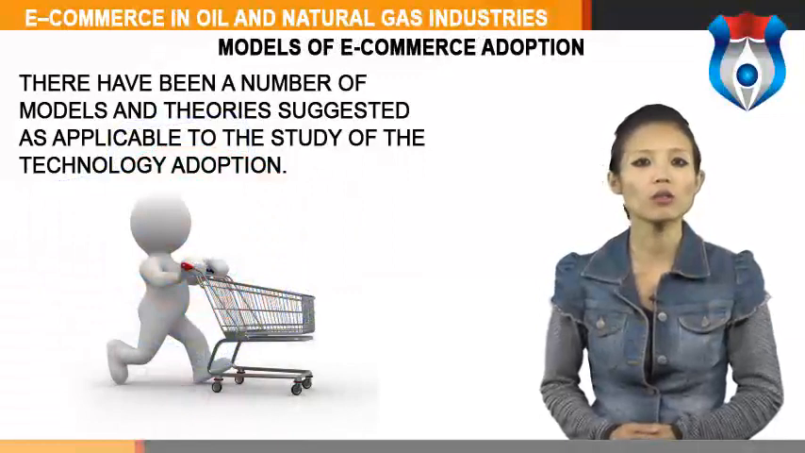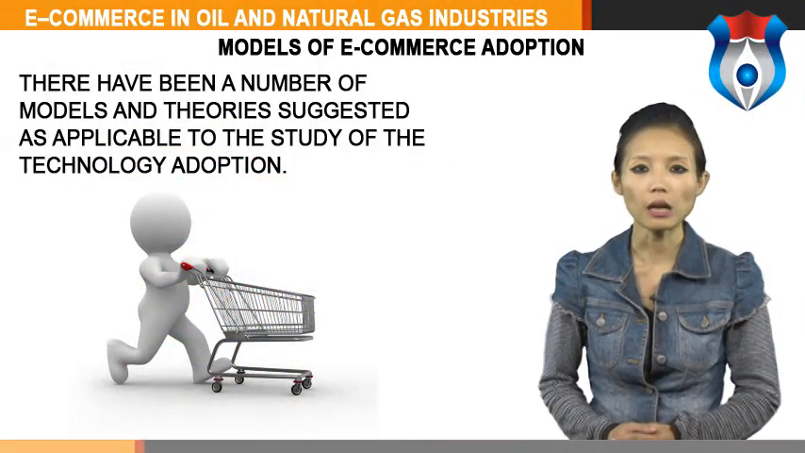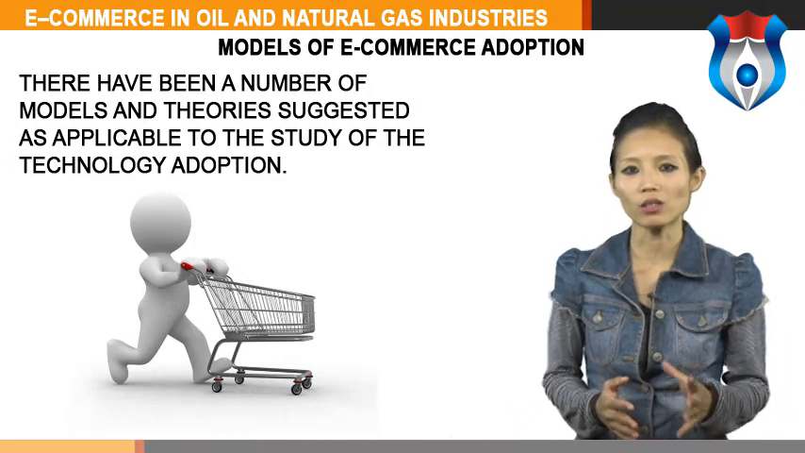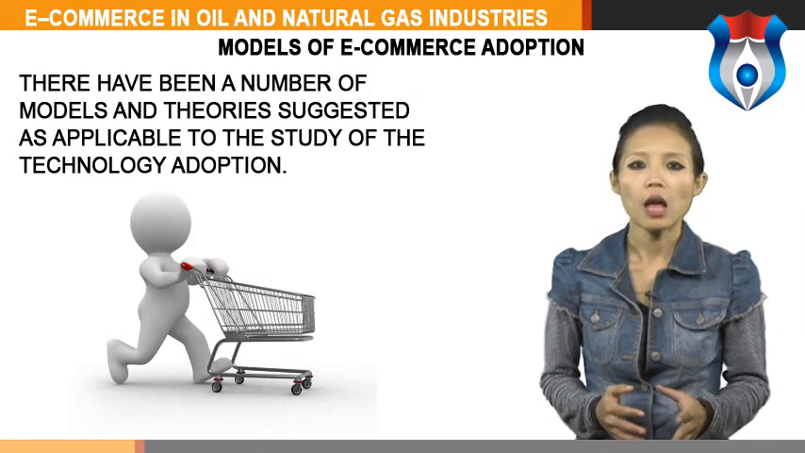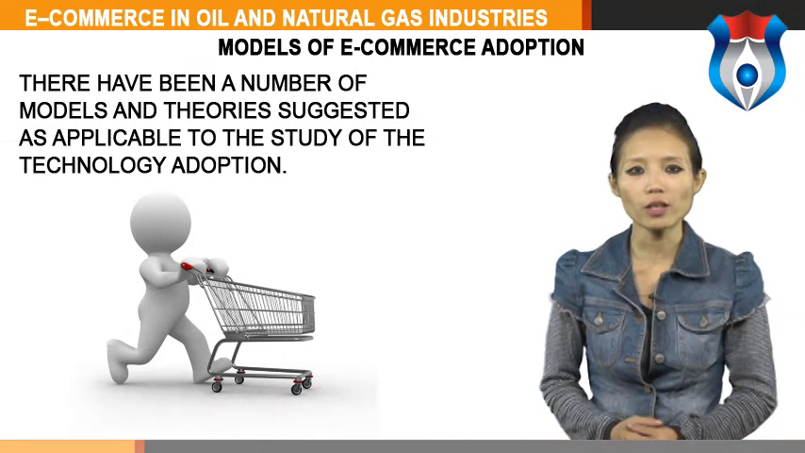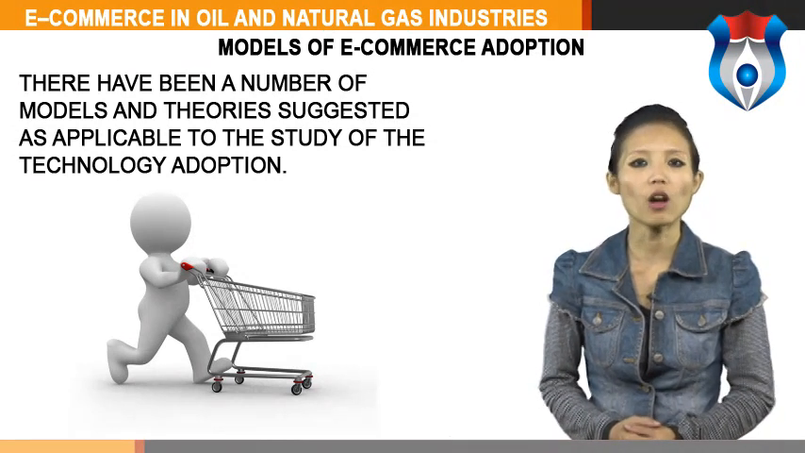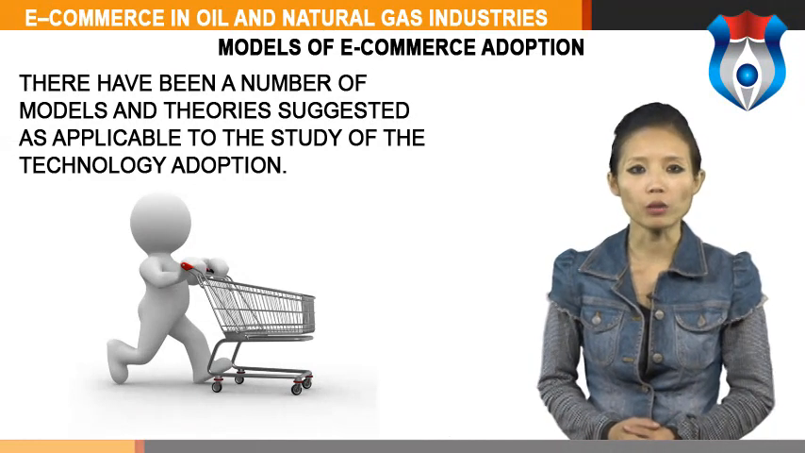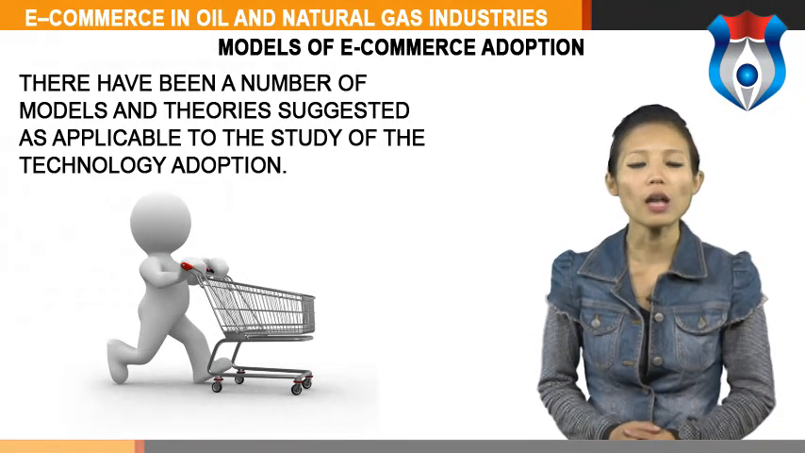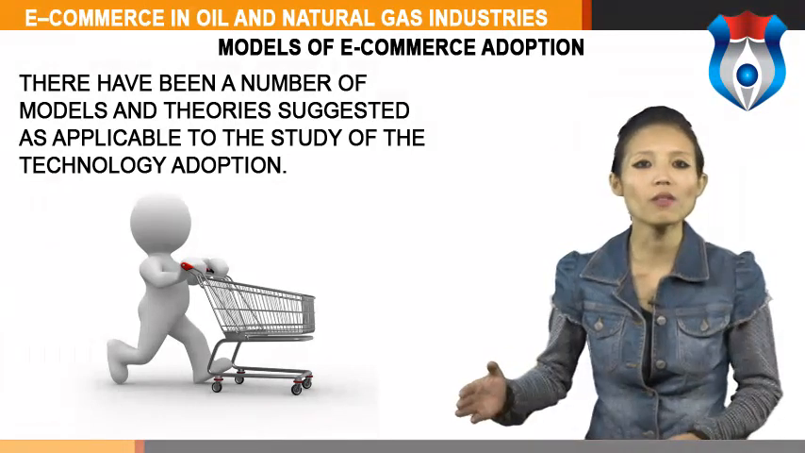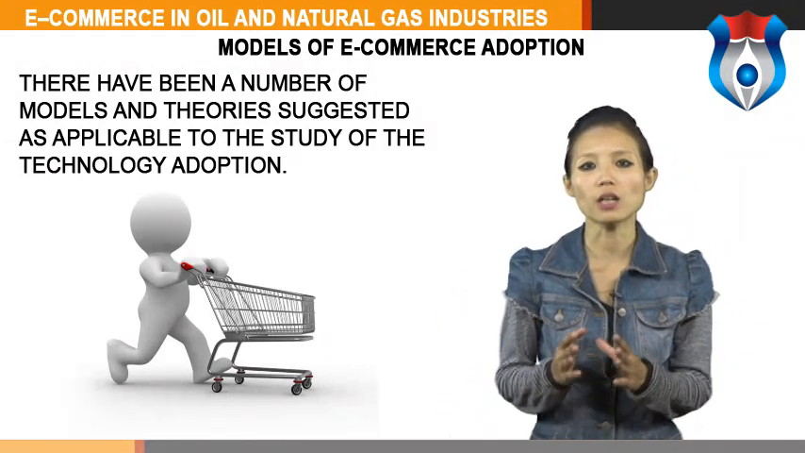Let's now discuss the models of e-commerce adoption. There have been a number of models and theories suggested as applicable to the study of technology adoption. Among many theories, such as theory of reasoned action TRA, technology acceptance model TAM, theory of planned behavior TPB, innovation diffusion theory IDT, social cognitive theory SCT, and unified theory of acceptance and use of technology UTAUT, are the most relevant theories to consider for adopting a technology.